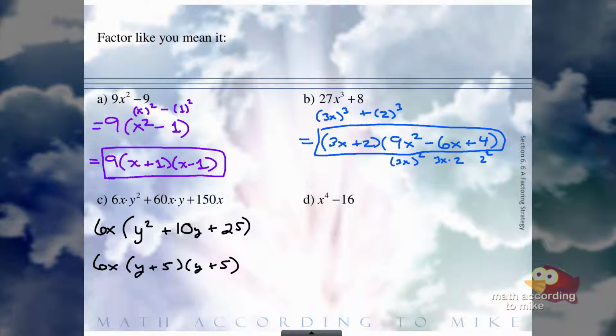Or you can realize that we have the format of a perfect square. Y being squared makes y squared. 5 being squared makes 25. And the inside has the format of 2 times the first times the last. So this would also be written as 6x, the GCF that we pulled out, times y plus 5 quantity squared. So either of these last two lines are acceptable.